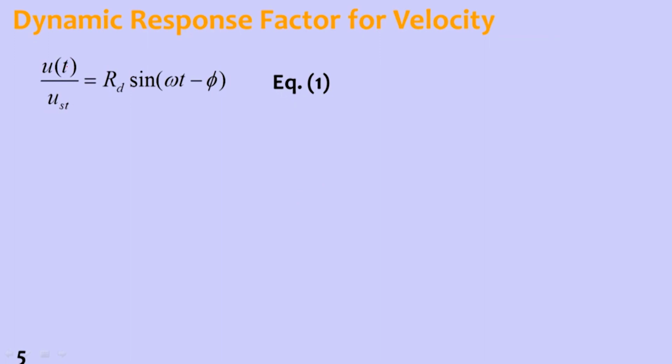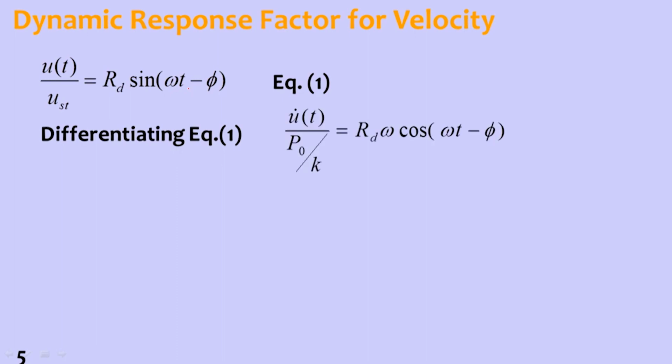So u dynamic displacement divided by static displacement is equal to Rd multiplied by the sinusoidal part, that is sin(omega t minus phi). If we differentiate this equation, on the numerator we get velocity, and one omega comes out of the sin(omega t minus phi), so omega, and cos(omega t minus phi) will remain. So u_st is nothing but p naught by k, amplitude by stiffness.